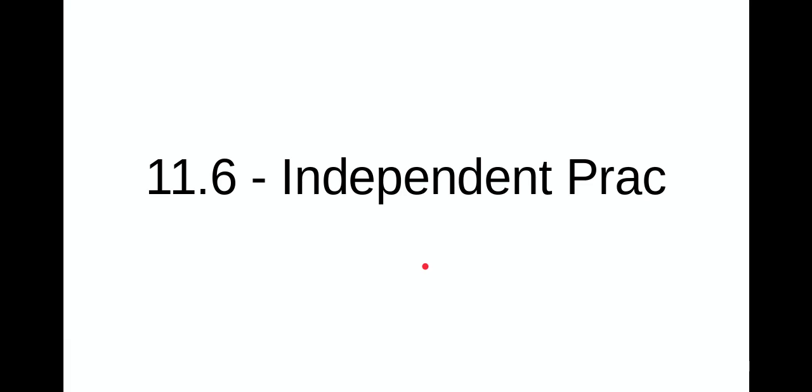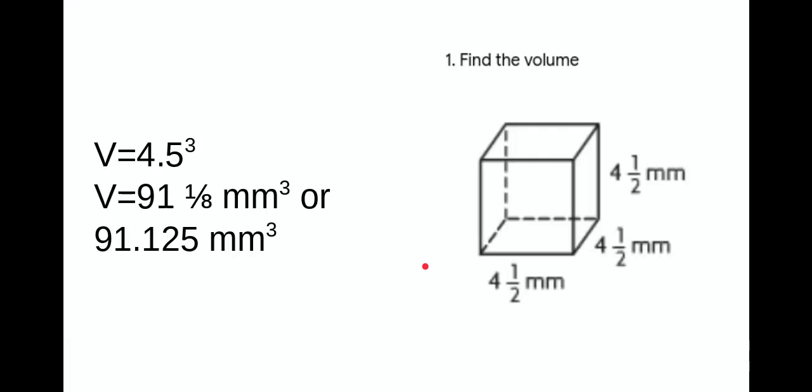Let's go over your independent practice. First one, it's a cube. So all you got to do is do side cubed, side to the third power. So 4.5 to the third power is 91 1/8 millimeters cubed, or 91 125 thousandths millimeters cubed. They're both equivalent. Just make sure you have either one of those numbers, preferably the fraction, and make sure your label is millimeters cubed, mm cubed.